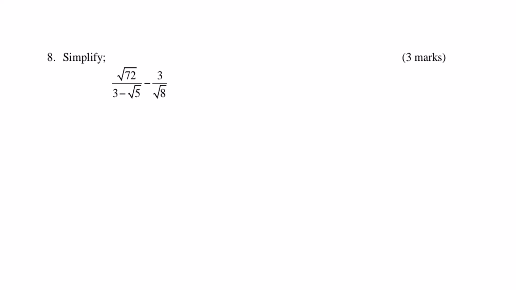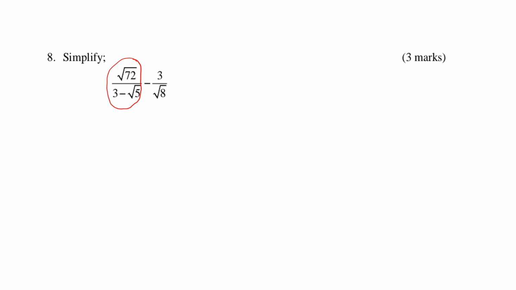In this lesson, I'd like us to simplify the following surds. So simplify root of 72 divided by 3 subtract root of 5, minus 3 divided by root of 8. So we shall start with this part. So we start with this one. So root of 72 divided by 3 minus root of 5.